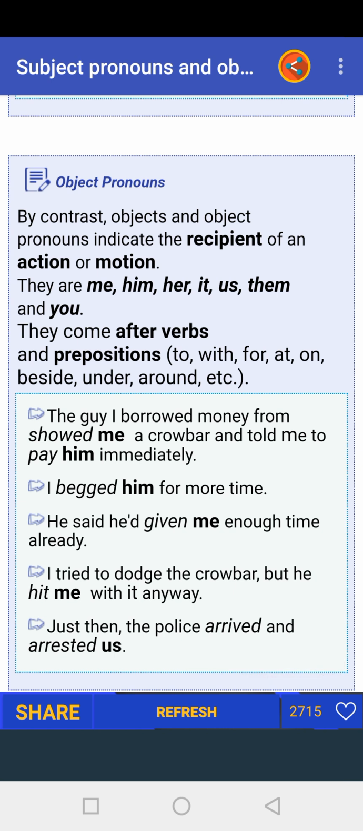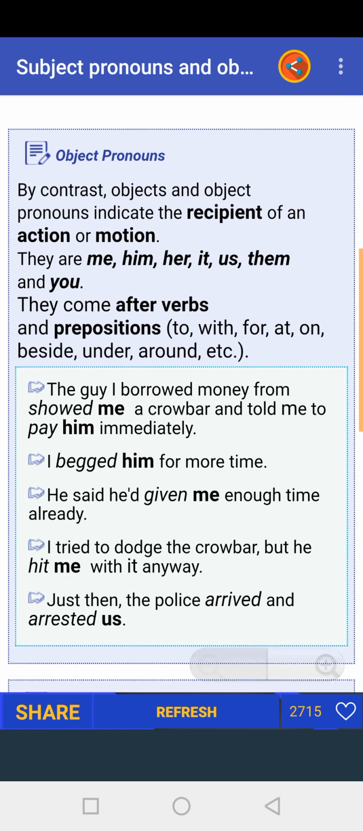They come after verbs and prepositions: to, with, for, at, on, beside, under, around, etc. So the object pronouns come after the verb or after a preposition, and they are the recipient of the action.